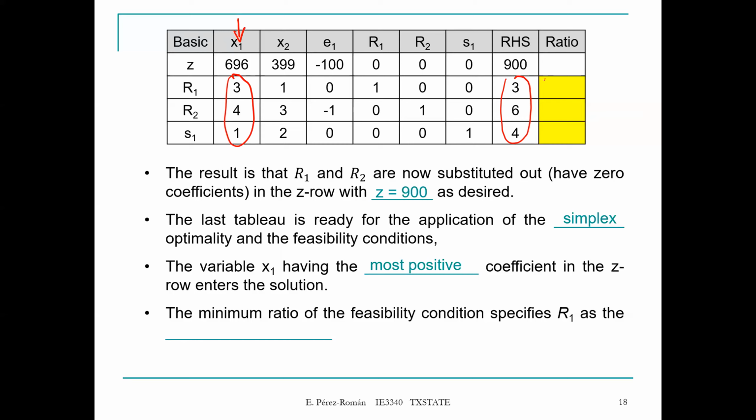So for the first ratio, we have 3/3, which is equal to 1. Here we have 6/4, which is equal to 3/2. And this one is 4 divided by 1, which is equal to 4. So the minimum between 1, 3/2, and 4 is 1. So that means that R1 is going to exit the basic variables. So the minimum ratio of the feasibility condition specifies R1 as the leaving variable.